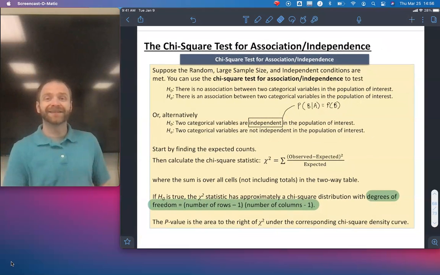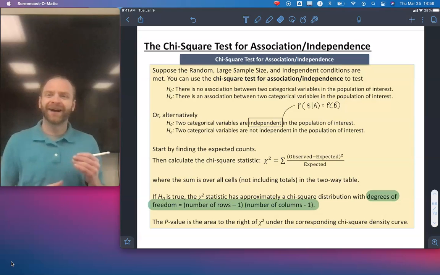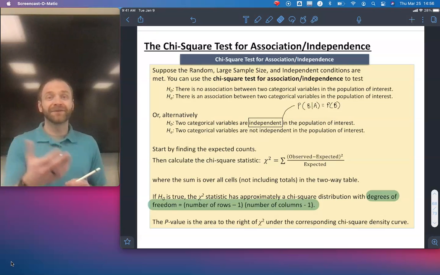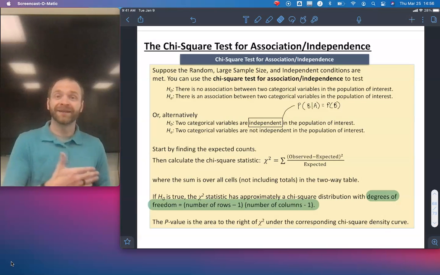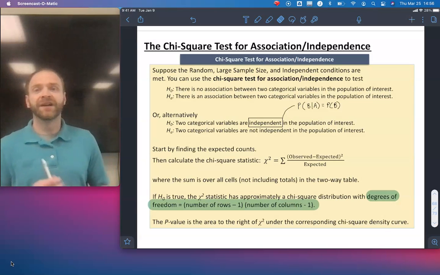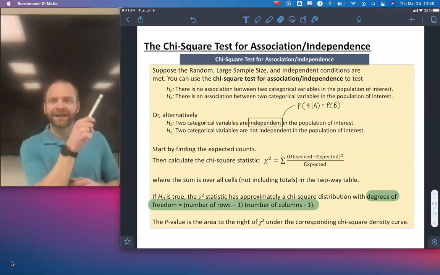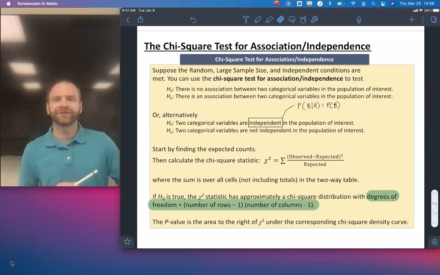So a lot of this is very similar. For how you calculate the expected counts, that's similar. The conditions, that's similar. The chi-squared statistic calculations, that's similar. The degrees of freedom, that is similar to homogeneity. And the p-value being the area to the right, wow, that's nice. So some of these are the same. It's which test am I dealing with, and how do I state my null and state my alternative.